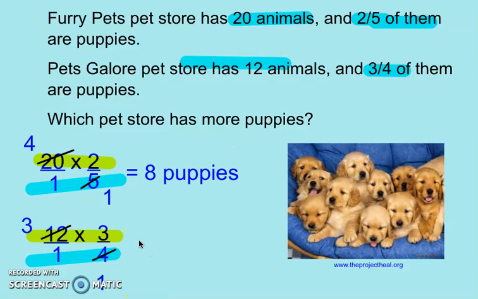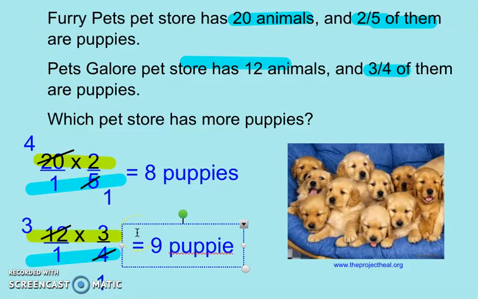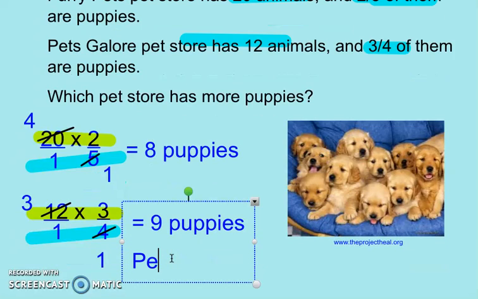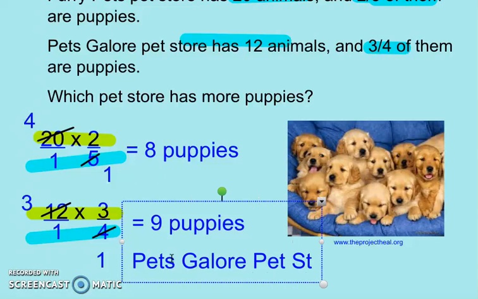And over here, how many puppies do they have? 3 times 3 is 9, and 9 over 1 times 1 is 1. So 8 puppies versus 9 puppies. Which pet store has more? The Pets Galore pet store. And that would be my answer.